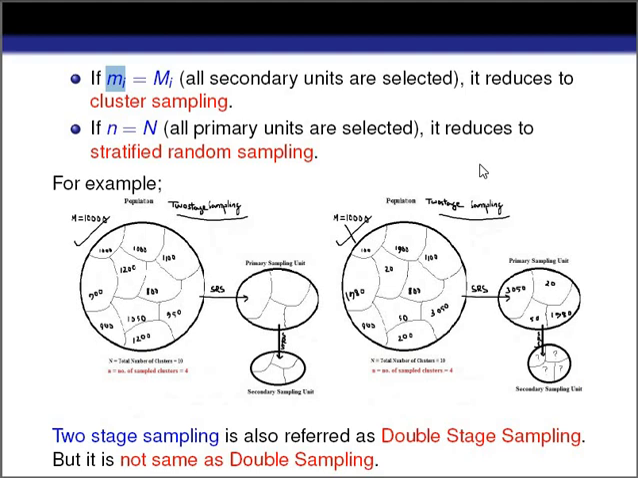I hope all these things are clear to you: what the primary sampling unit is, what the secondary sampling unit is, and how one-stage sampling and stratified random sampling are special cases of two-stage sampling.